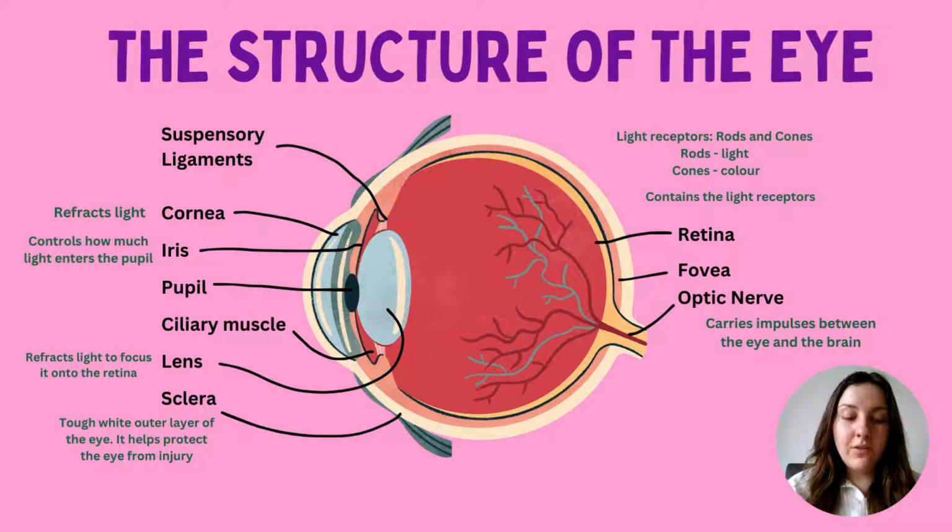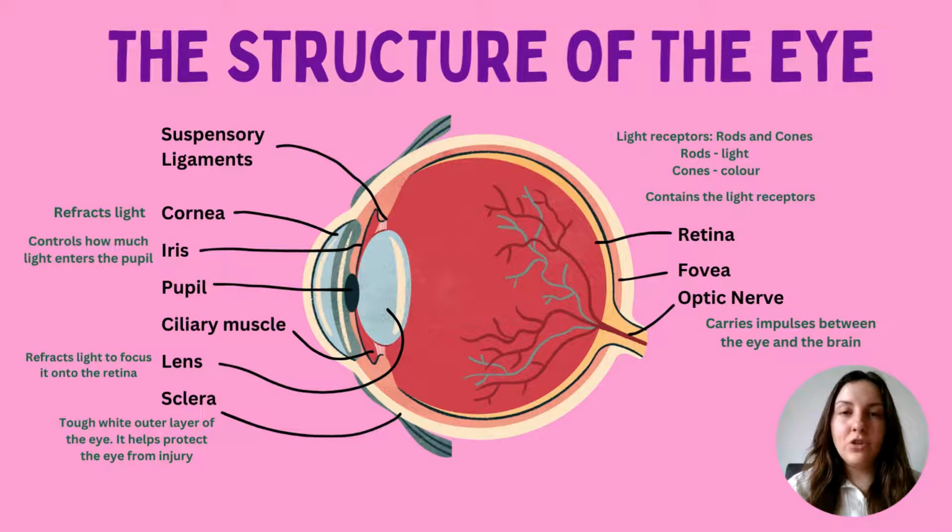We have the ciliary muscles as well. Remember, they're muscles, so they have the ability to contract, and this is all helping the eye focus on objects that are either near or far. And we'll talk about this idea later on in the video as well. We have the lens itself, which is all to do with refracting light to focus it onto the back of the eye at the retina.